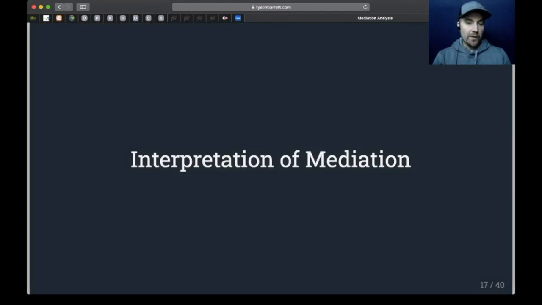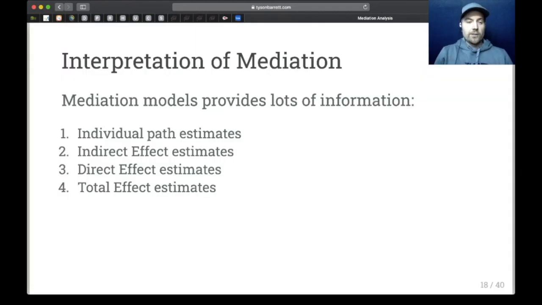At this point, you may be wondering, so how do I actually interpret the results from the mediation? In general, there's lots of things that come out of a mediation model. So you have the individual path estimates, which are just regression estimates. Then you have the indirect effect estimates. You have the direct effect and total effect.